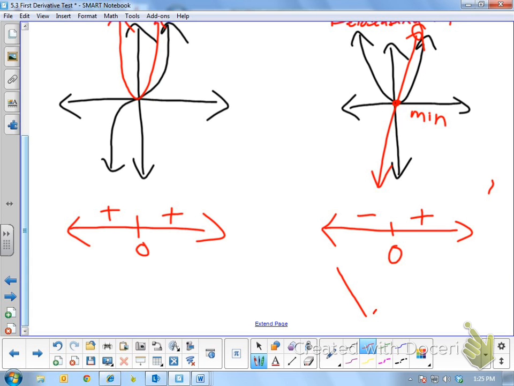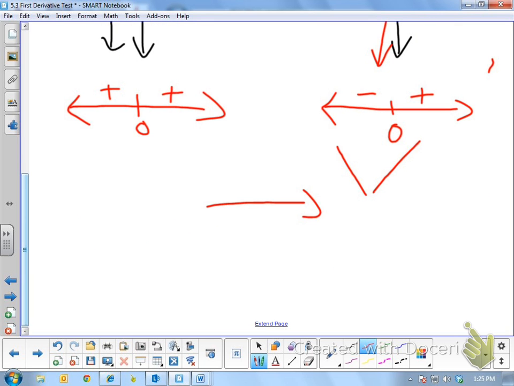Negative on the derivative told us our function was decreasing. Positive on our derivative told us our function was increasing. So if we had something like this instead, positive to negative, positive would tell us our function was increasing. Negative would tell us our function was decreasing. So it's a maximum. So that gets us the first derivative test.